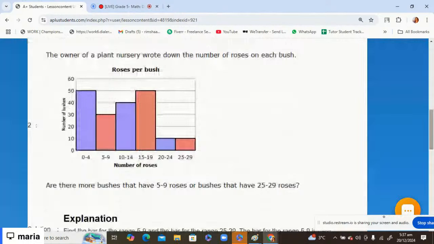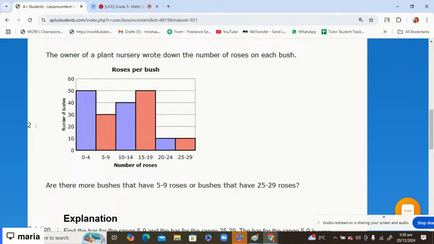The owner of the plant nursery wrote down the number of roses on each bush. The number of roses are given: 0 to 4, it's 50; 5 to 9, it's 30; 10 to 14, it's 40; 15 to 19, it's 50; 20 to 24 and 25 to 29, it's the same, that is 10. Are there more bushes that have 5 to 9 roses or bushes that have 25 to 29?